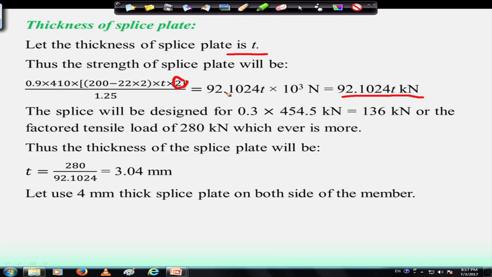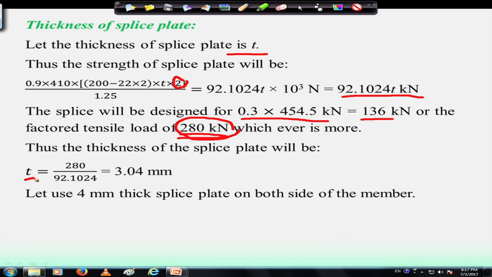Now, this splice plate has to be designed against 0.3 times the design strength of the main member, or the tensile load coming in the member, whichever is more. So, the design strength of the tensile member was 454.5 kilonewton. So, 0.3 times of this is coming 136, and the factored tensile load on the member was 280 kilonewton. So, we will consider 280 kilonewton as the force for designing the splice plate.